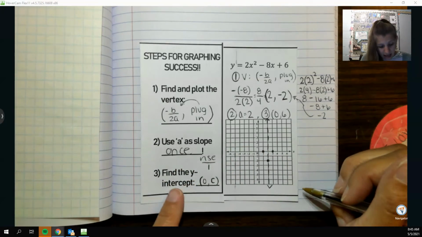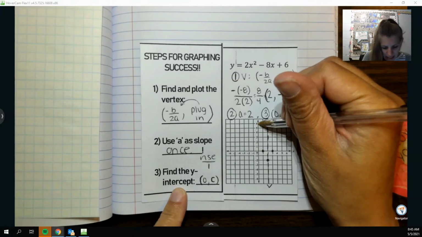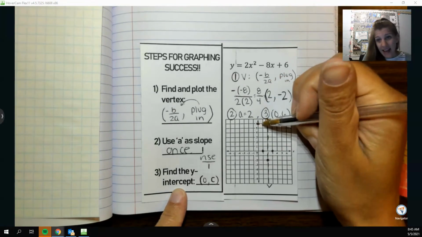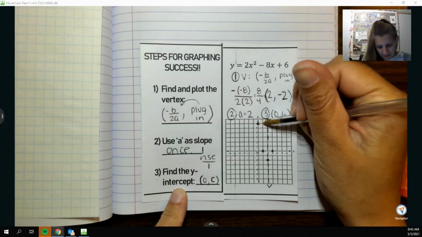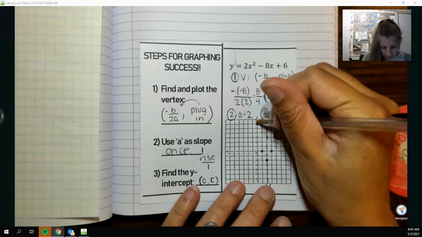And then lastly, I can find my y-intercept super easily. It was at 0, 6. And again, that actually gives me another point because I can flip it and put it on the other side of my axis of symmetry.